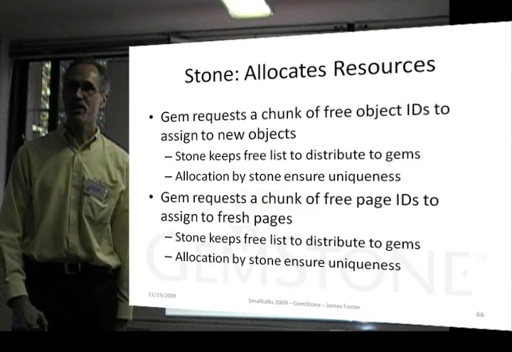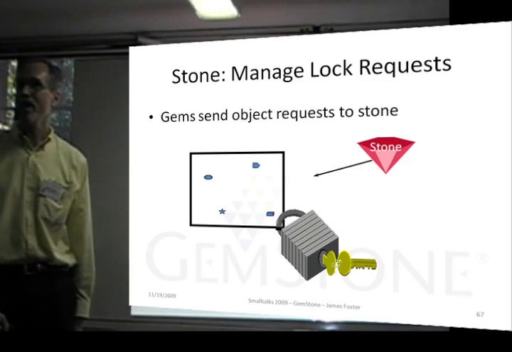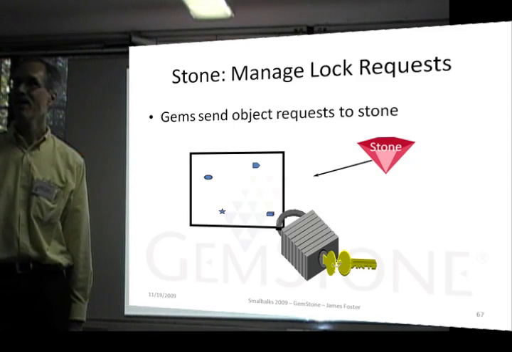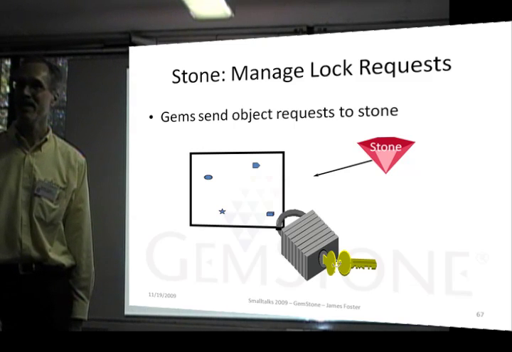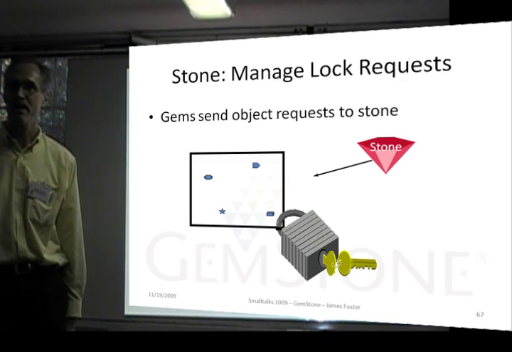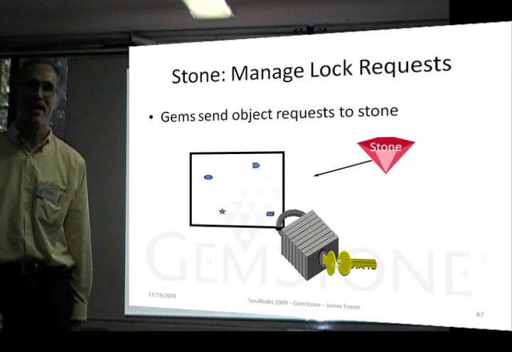The stone manages the lock requests. So when you're asked for a lock, the stone is the one that says yes or no. Because again, it needs to be only one allocated at a time, so that has to be single-threaded through someone. The stone manages that.